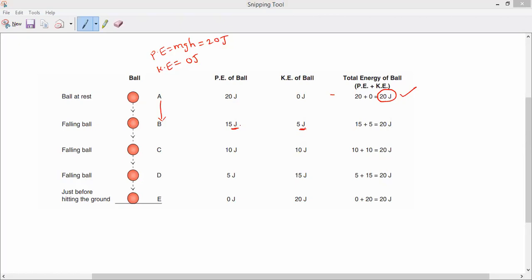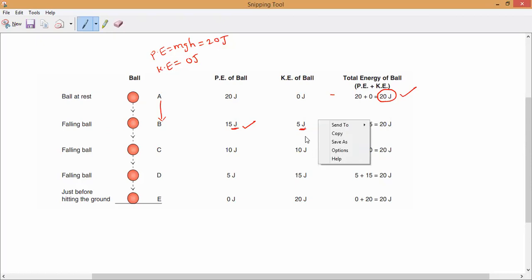Now at the second point, how much does the potential energy become? 15 joules. And the kinetic energy becomes 5 joules. But if you do the sum at this point, the total energy remains 20 joules. Understand? So it remains constant.